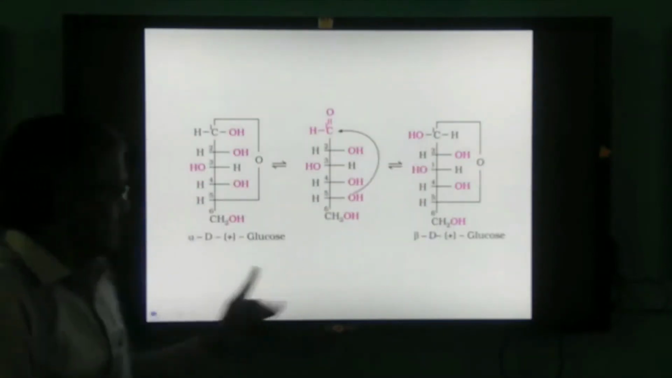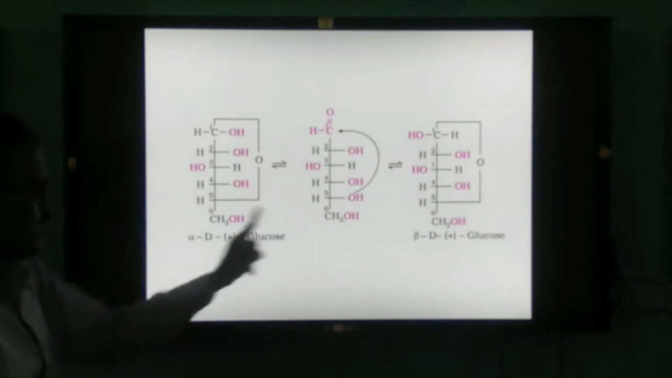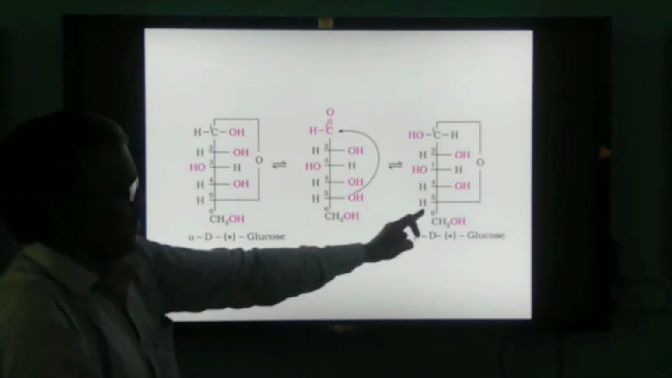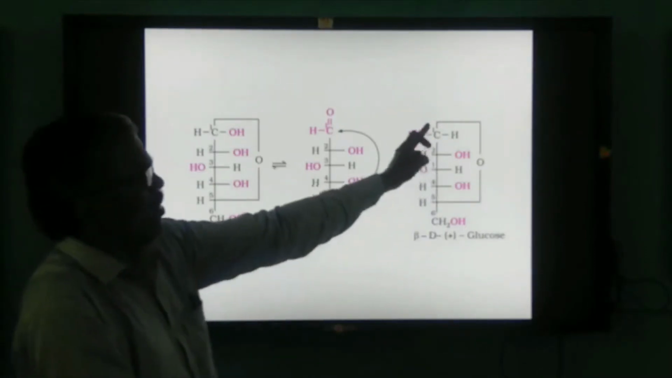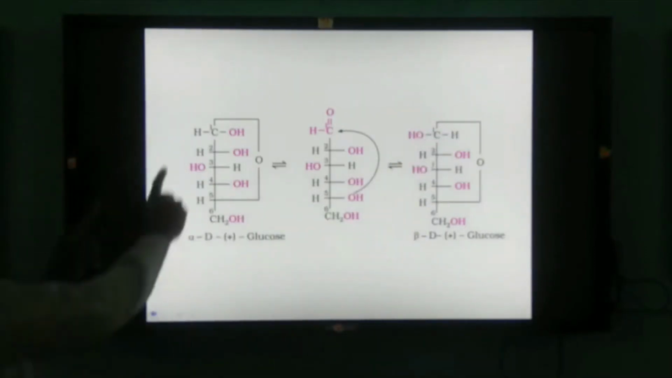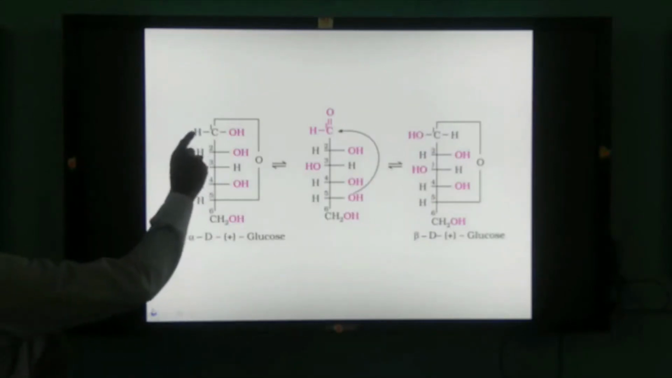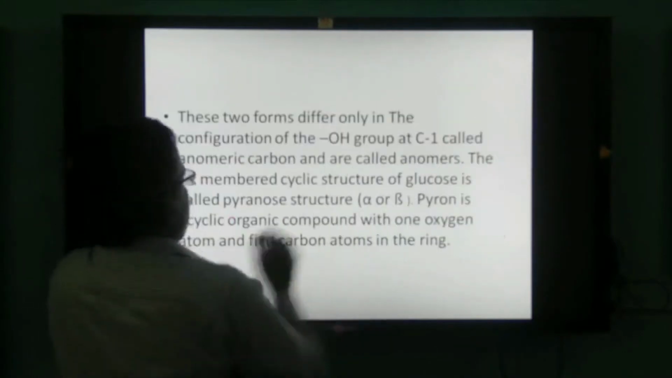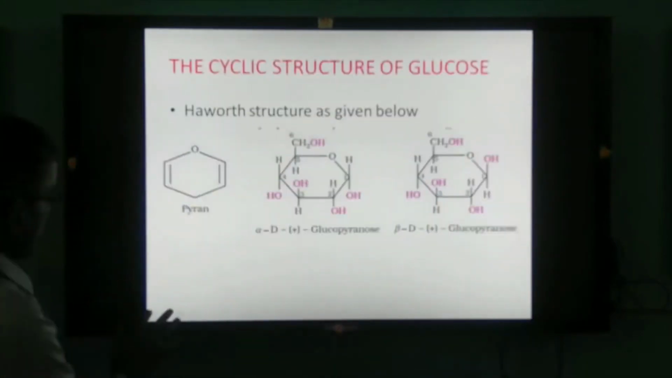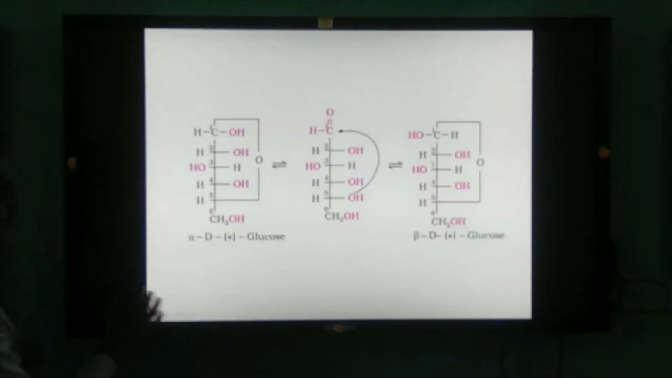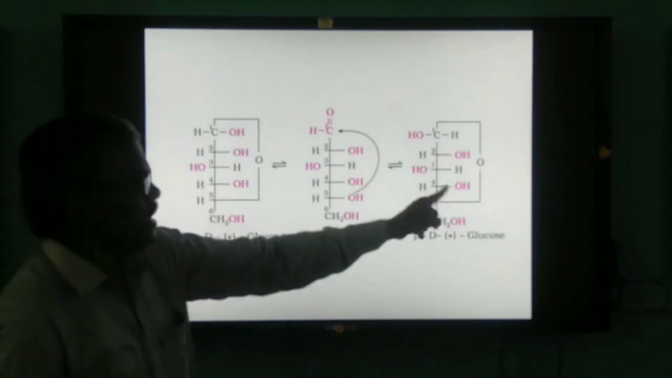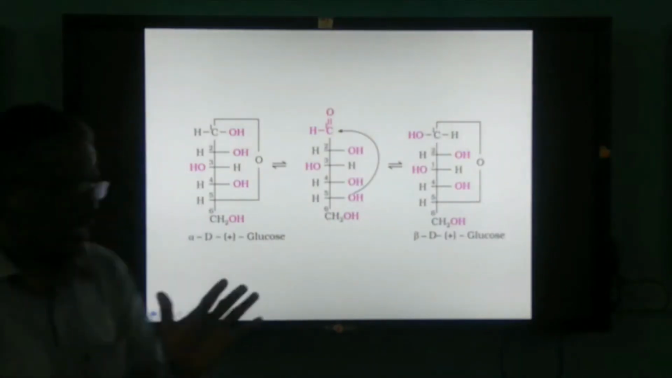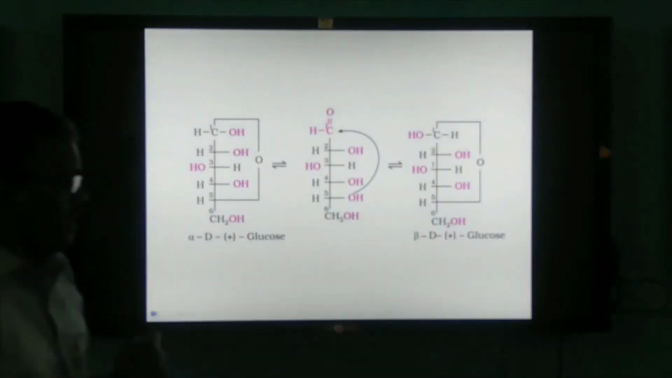Now you see the structure. This is the middle structure, this structure, and this structure. What is the difference between them? The OH of C5 and the aldehyde form two different structures. The difference you observe here: on the first carbon, H is left and OH is right. On the second structure, OH is left and H is right. Except for the arrangement of H and OH on carbon 1, the other things are the same between this and this.